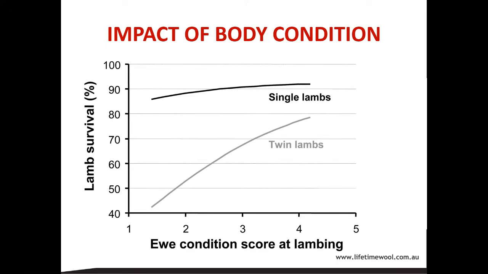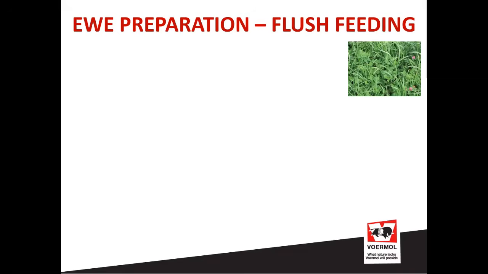So at the bottom of the graph, we've got the ewe's body condition score, that's 1 out of 5. And on the y-axis, the left-hand side, you've got lamb survival percentage. We've got two lines there. Twin lamb is the gray line, and the top line is for single lamb. So it's evident here that the higher the body condition score of the ewe at the point of lambing, the higher the lamb survival percentage. That just shows you the importance of body condition in this system.